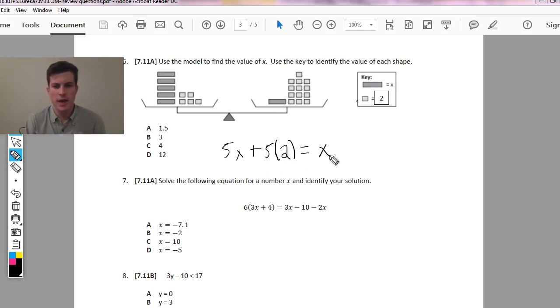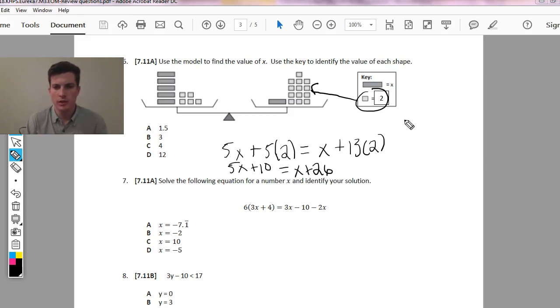On the other side, we have x, and we have 13 of these 2's. I'm saying these guys are 2's, each of those little boxes right there. So this is 5x plus 10 equals x plus 26.